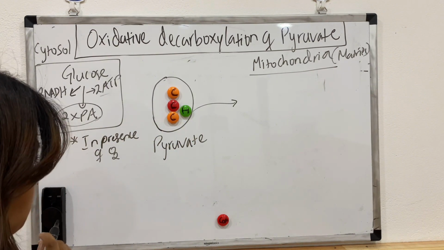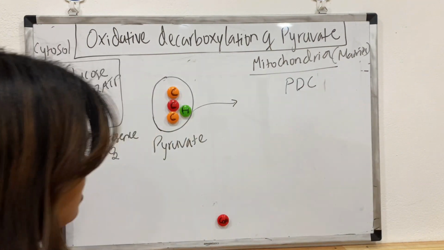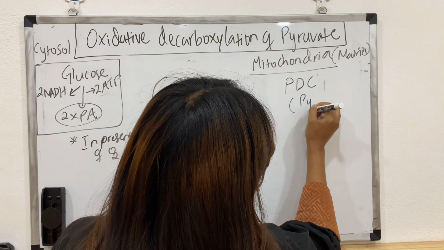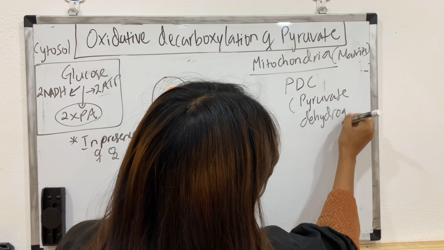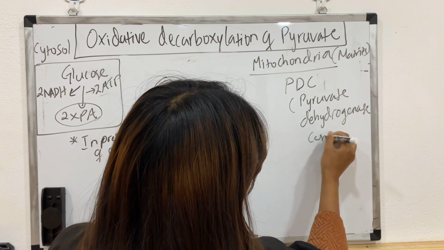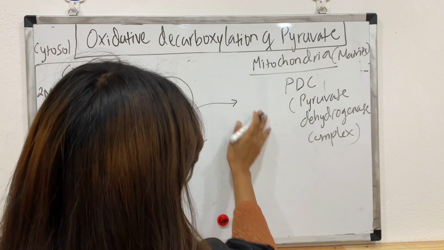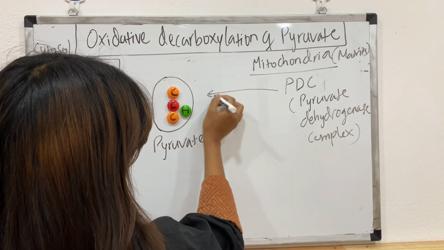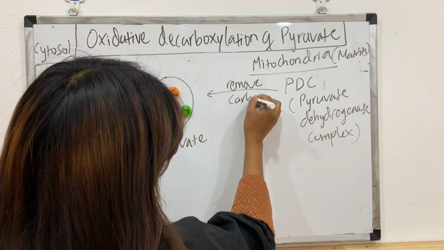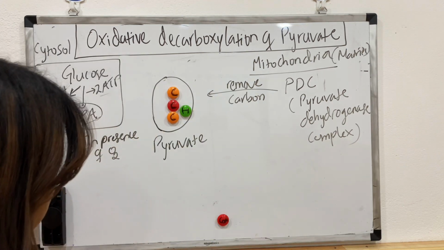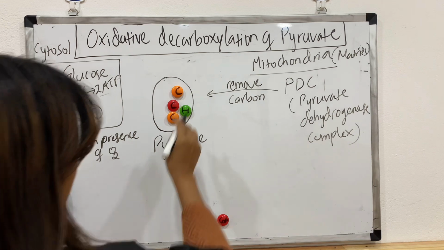Which component of the mitochondria? That is the matrix, right? It enters the mitochondrial matrix, and as it enters, it encounters the PDC. And what does PDC stand for? It is pyruvate dehydrogenase complex. It is an enzyme available in the matrix of the mitochondria. This enzyme is capable of removing carbon. We call it decarboxylation. It is also capable of removing hydrogen from the pyruvate. And if the hydrogen gets removed, we call it dehydrogenation.